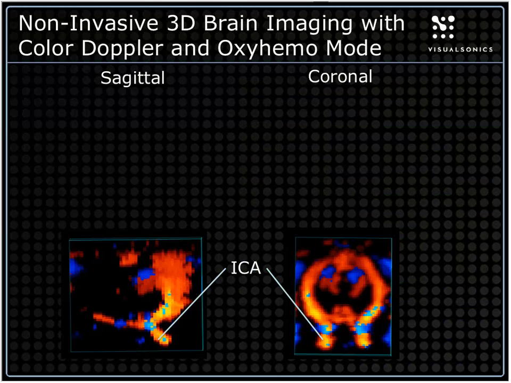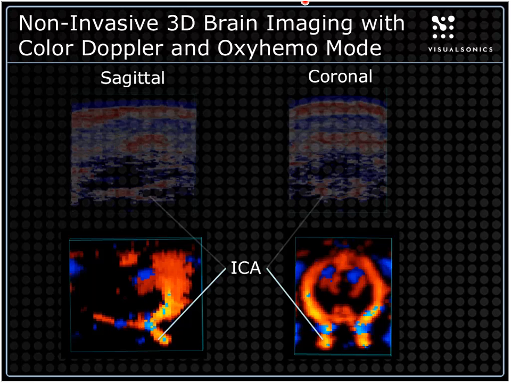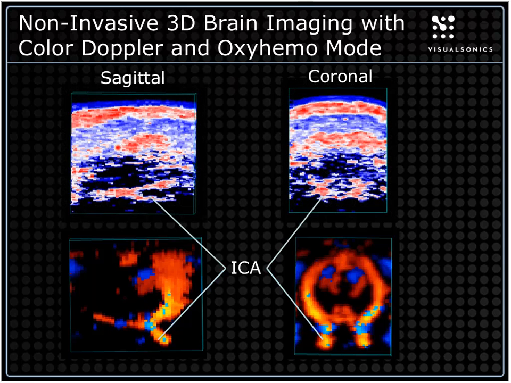We can do this in 3D as well. We collect, again, those slices, and we stack them together to generate these 3D volumes. Now you're looking at the Doppler image in the sagittal and the coronal planes, and then we can add that oxygen saturation information again and pick out similarities in these images. And note that there are also differences.